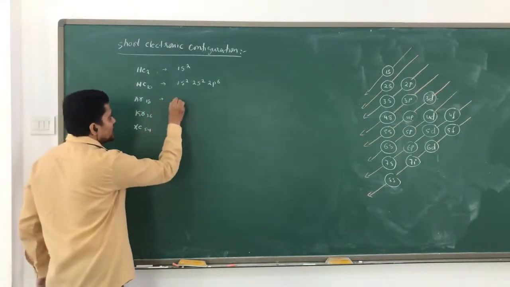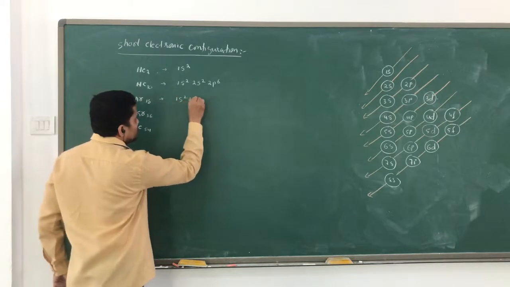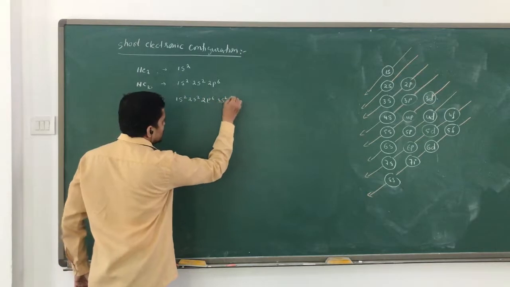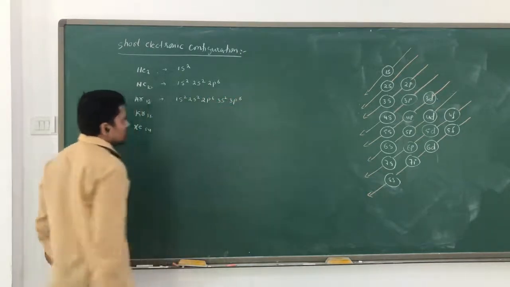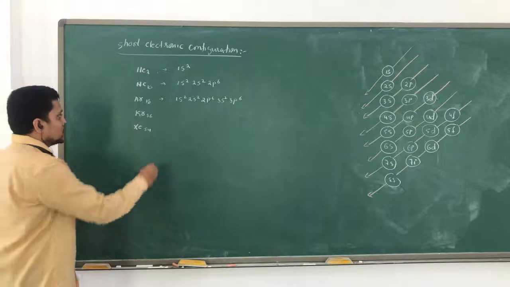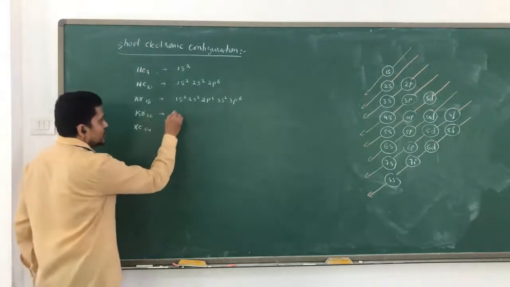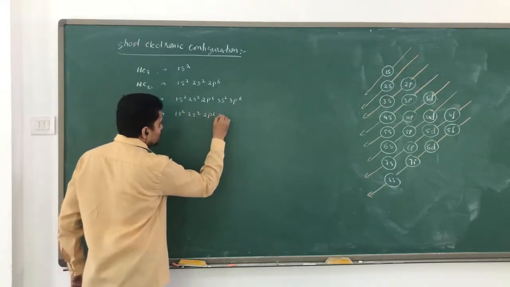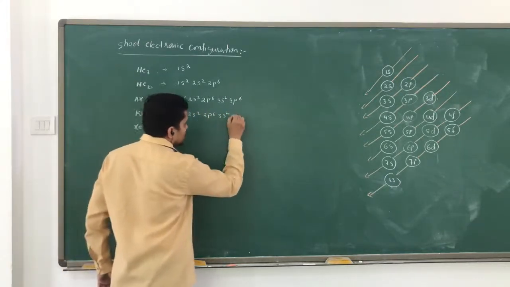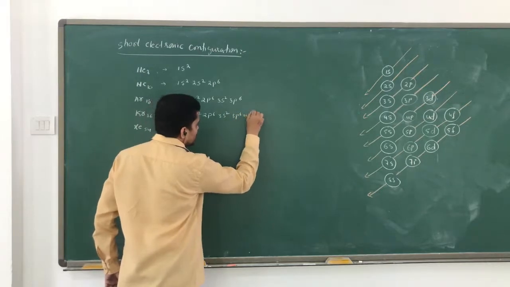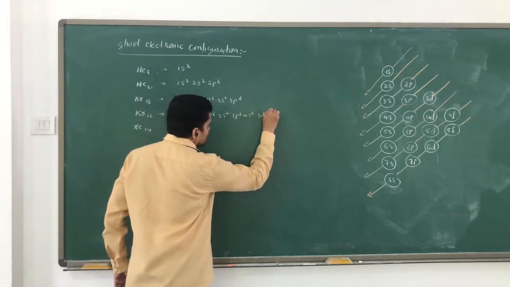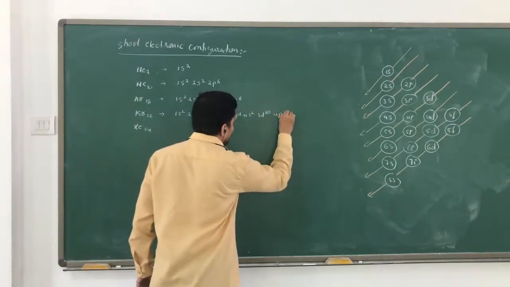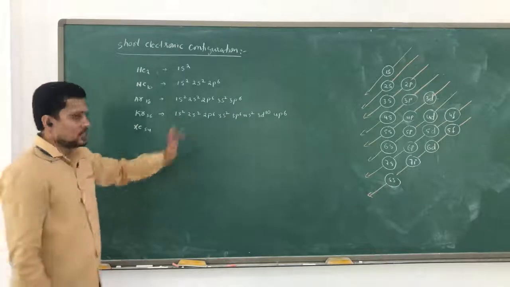Now if I go for argon: 1s2, 2s2, 2p6, 3s2, 3p6, total 18. Then krypton: 1s2, 2s2, 2p6, 3s2, 3p6, 4s2, 3d10. Here 3d10 comes in between, then 4p6. You can count 36.